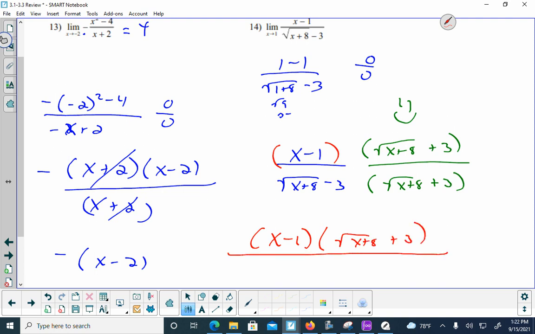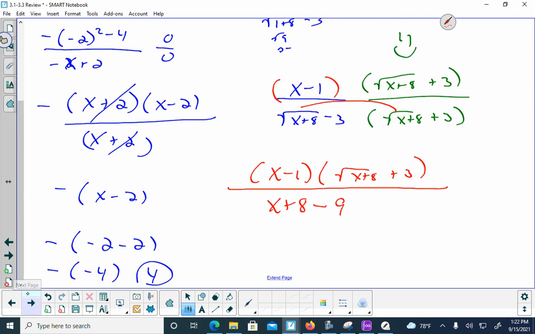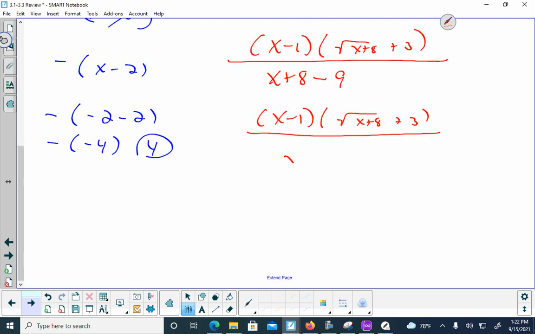And then in the denominator, the square root of x plus 8 times the square root of x plus 8 will just be x plus 8 minus 9, because that's what negative 3 times 3 is. So I'm going to have the quantity of x minus 1 times the quantity of the square root of x plus 8 plus 3. And then when I simplify that, that's going to be x minus 1. Now those x minus 1s will be simplified. I'm left with the square root of x plus 8 plus 3.